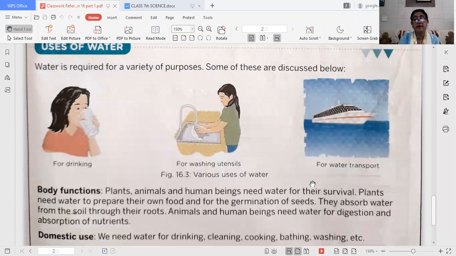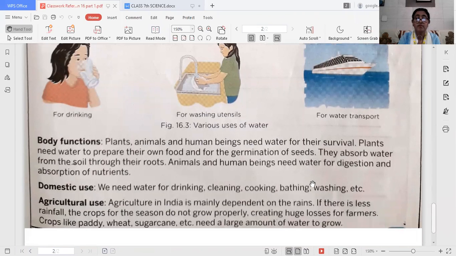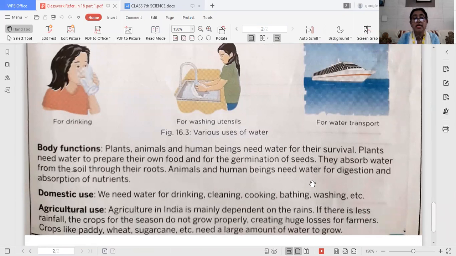Now we all know there are different uses of water, because water is very, very essential for all living things, all living beings. It is required for different purposes like body functions, domestic use, and agricultural use. Plants, animals, and human beings need water for their survival, right? Plants need it for germination and growing crops; they absorb water from the soil. And animals and human beings need water for digestion and the absorption of nutrients.